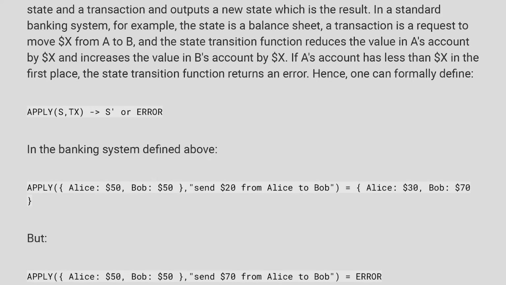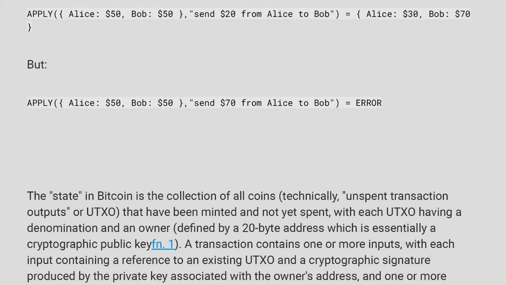In a standard banking system, for example, a state is a balance sheet. A transaction is a request to move X dollars from A to B, and the state transition function reduces the value in A's account by X dollars and increases the value in B's account by X dollars. If A's account has less than X dollars in the first place, the state transition function returns an error. Hence, one can formally define, and here's some code.